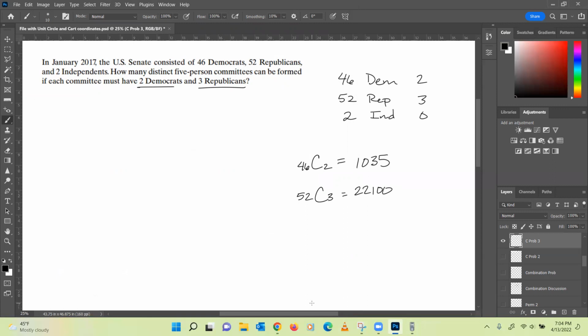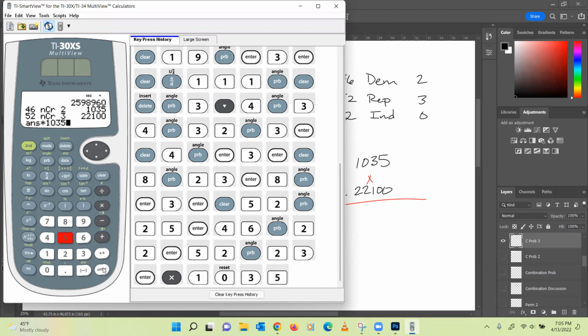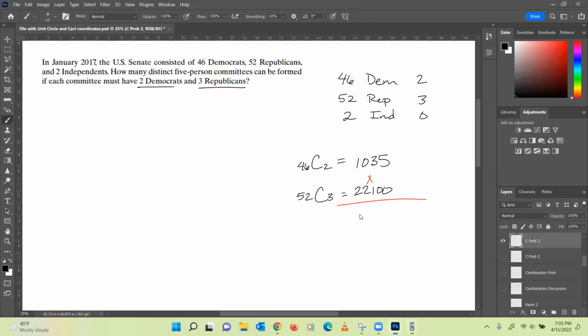This feels an awful lot like the first problems we talked about in this video, where I had so many options of shirts and so many options of pants, and I just multiplied those numbers together. So let's do that here. We will take 1035 and multiply that by 22,100. Now notice I've got 22,100 as my last answer. It will remember that. So I can just hit times, because it remembers my last answer, 1035. Or I could have typed the whole thing in from scratch. And I get, wow, big number, 22,873,500. A lot of different ways to choose senators to sit on a 5-person committee with those restrictions in place.